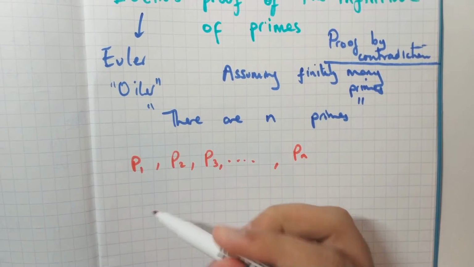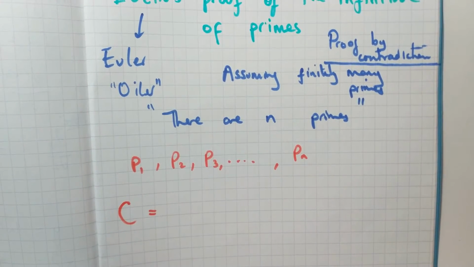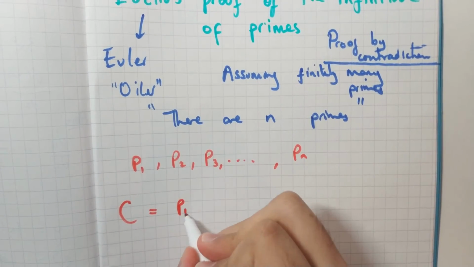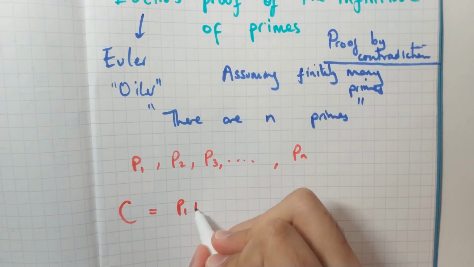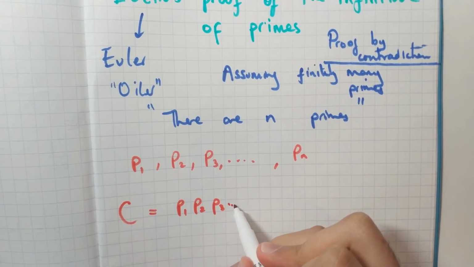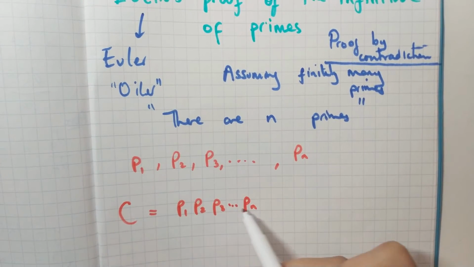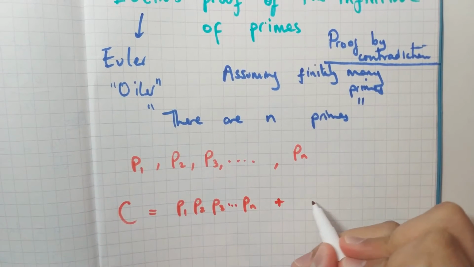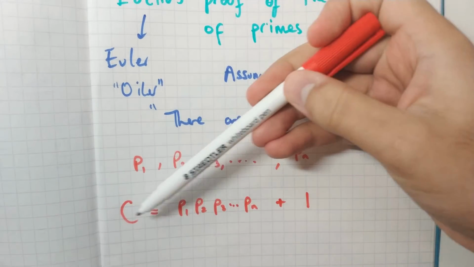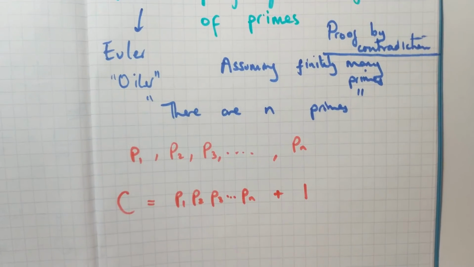The proof goes like this. We come up with a construction, and we call it C. This number is the product of these n primes: P1 times P2 times P3, as you're aware in algebra, you can just write them next to each other to multiply them, all the way up to the nth prime. Then I'm going to add 1. This is the very clever bit about the proof. Now this number is either going to be a prime number or it's not.